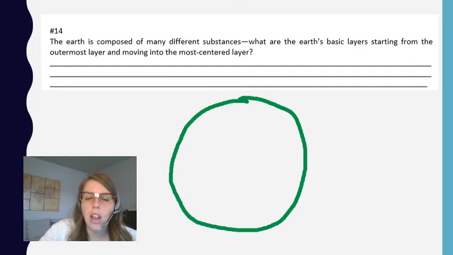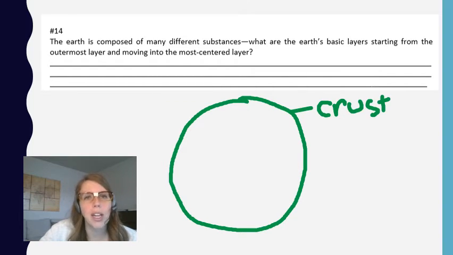The outermost layer of the Earth is called the crust. Okay, this is where we live. It's where the mountains are. We live on the crust, right? The ocean water sits on top of the crust.